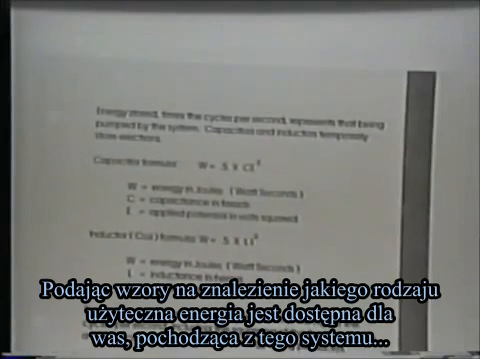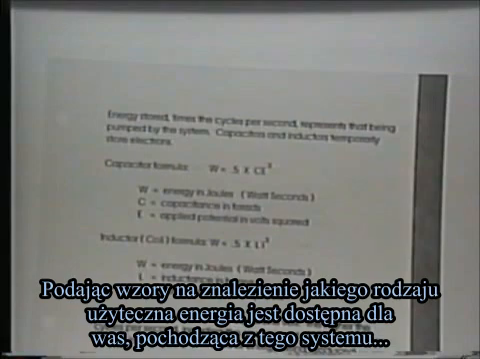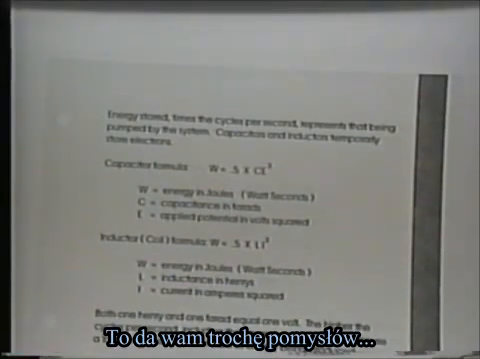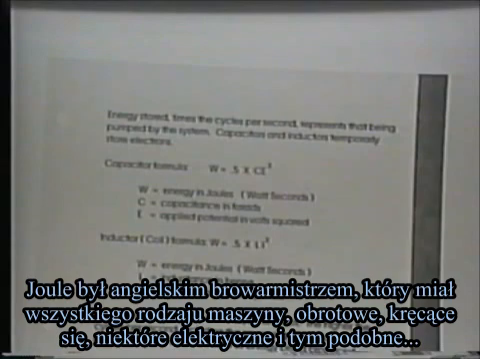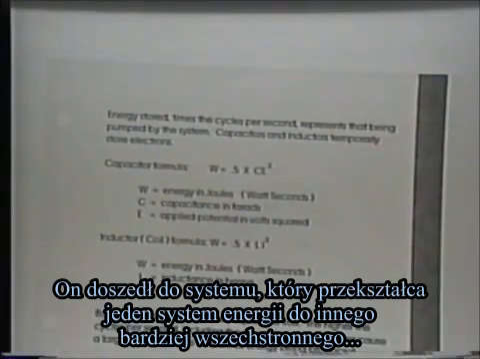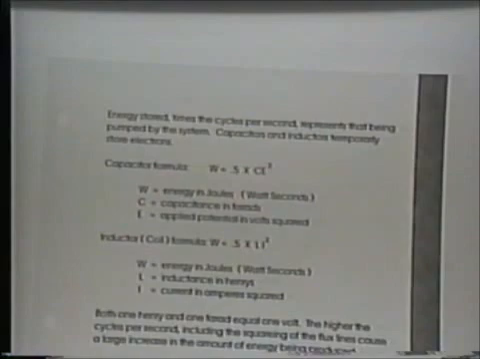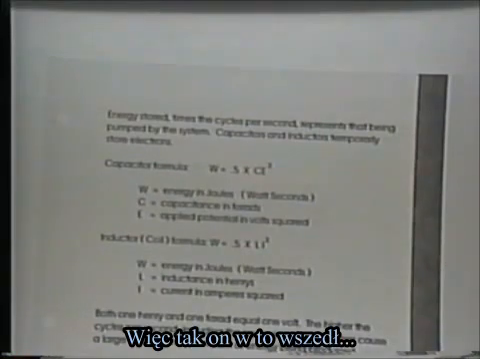Okay, getting into the formula for finding what type of useful energy is available to you through this system. This will give you a little bit of an idea. And Joule was an English brewmaster who had all kinds of machinery that ran on steam and some electrical and this and that, and he had to come up with a system which would make translating one system of energy to another more universal. So that's how he comes into this.